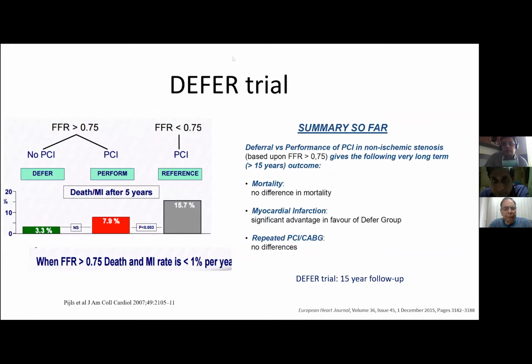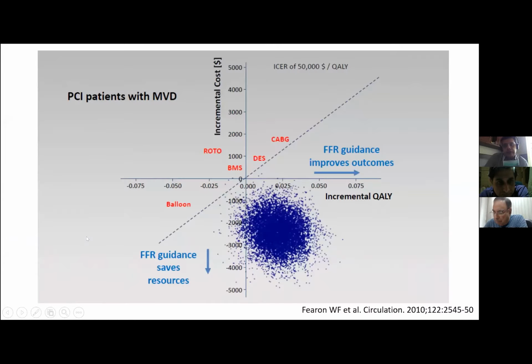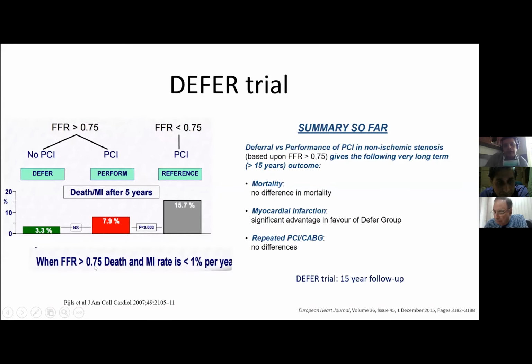So the DEFER trial actually tested the strategy of FFR more than 0.75. Patients were randomized into two groups: the perform group, where FFR is done, versus the DEFER group. What they showed at 5 years, in this 5-year trial data, was that when FFR is more than 0.75, the death and MI rate is less than 1% per year.